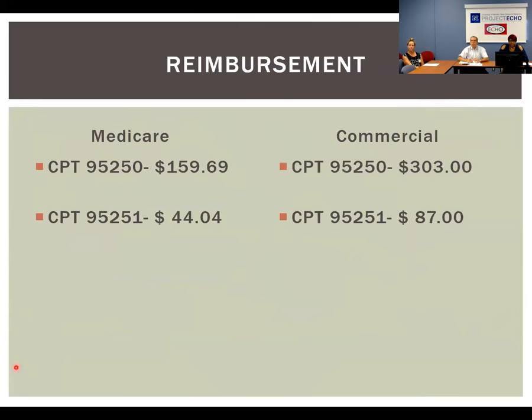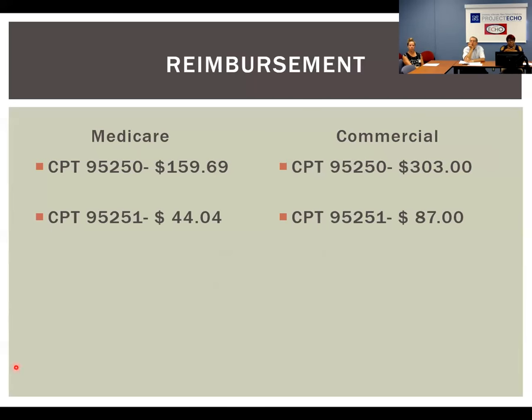So reimbursement, money back. When you think about the cost put into it, Medicare for your placement will pay you $159.69, and for the interpretation, $44. Commercial insurance, as you can see, is significantly more. I personally have not seen the $303 because I don't have a lot of commercial insurance. And then for the interpretation, they'll pay $87. What I have seen with Medicare is I usually get between $160 to $117 for placement. So they pay pretty well for that.